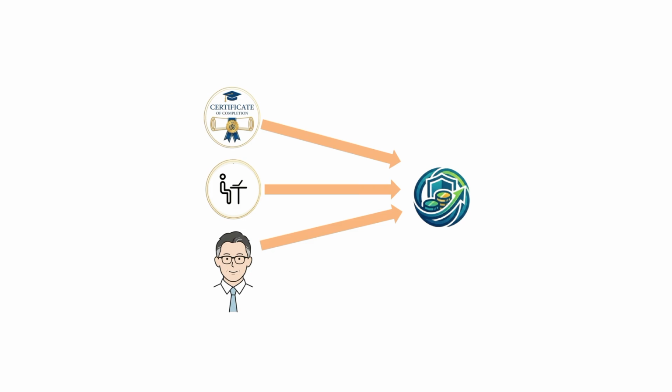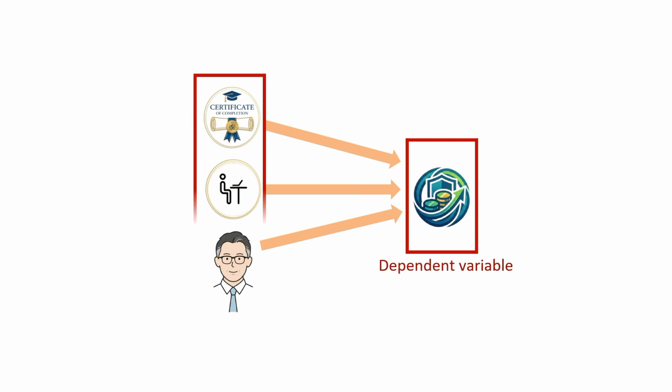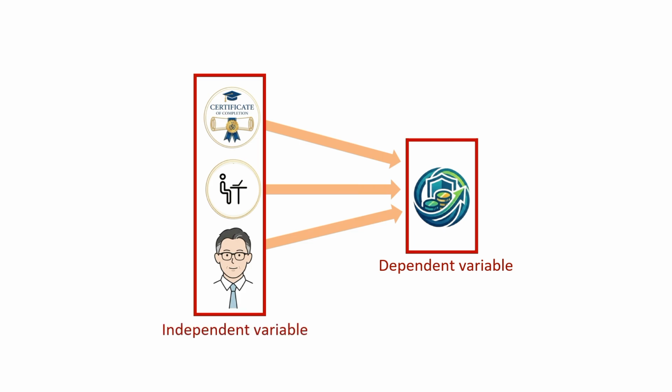What is dependent and independent variables? The outcome you want to predict or explain is the dependent variable, like salary. The factors that may influence the outcome are independent variables, like experience, age, education.